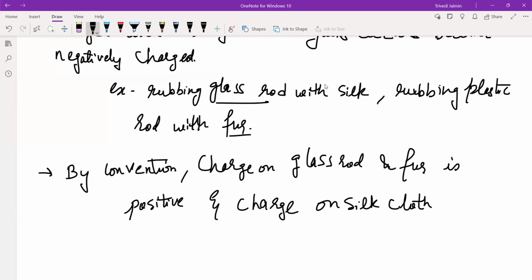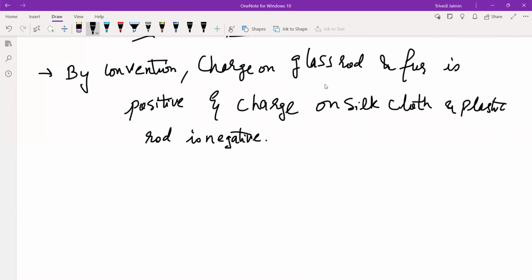Okay, silk rod and what is this? Another one, plastic here. This is for our convenience. Second one. You have time, right? Yeah.